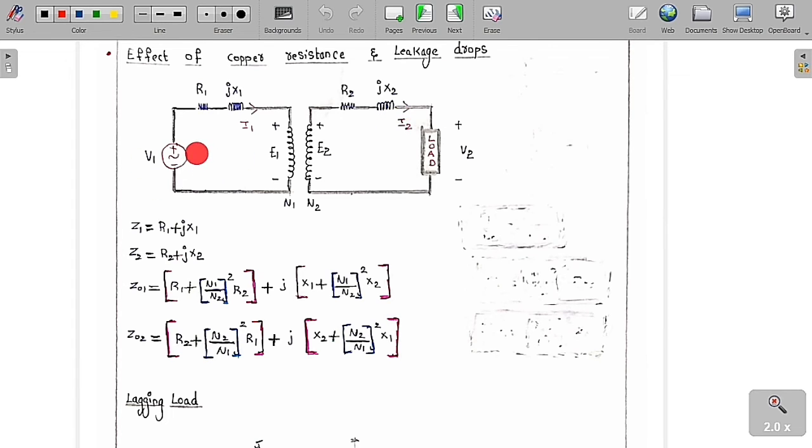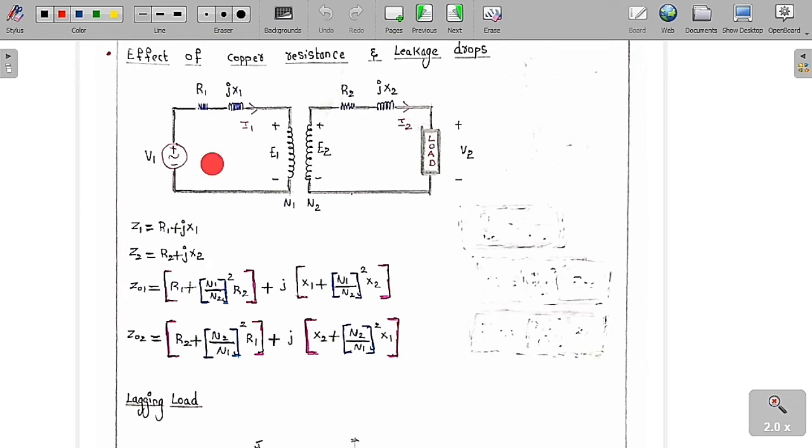On the primary we give the supply voltage V1, and on the secondary we connect the load with voltage V2. So this is V1, R1, jX1, I1, plus or minus E1, N1, N2, plus or minus E2, R2, jX2, I2, load, plus or minus V2. Z1 is equal to R1 plus jX1, Z2 is equal to R2 plus jX2. Z01, referring the secondary to primary, is R1 plus (N1 by N2) whole square into R2, plus j times (X1 plus (N1 by N2) whole square into X2).